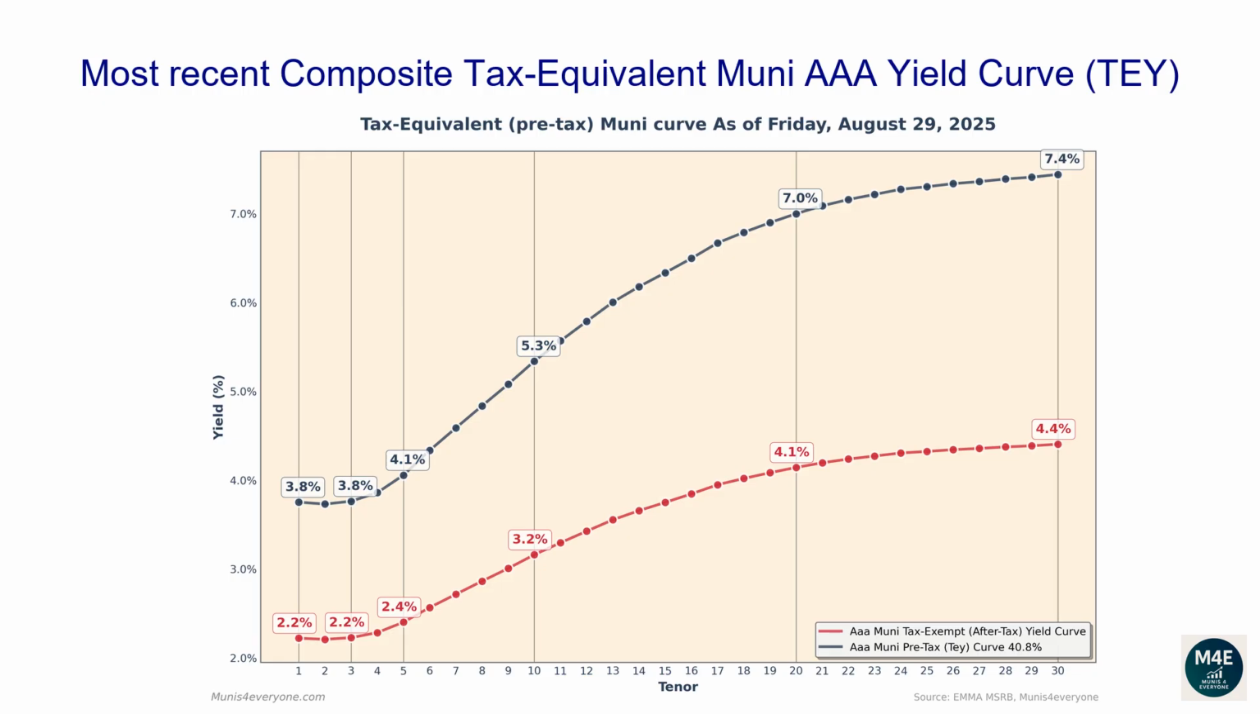The one-year tax-exempt yield is 2.22%, corresponding to a 3.75% tax-equivalent yield for investors in the top tax bracket. The two-year tax-equivalent yield is 3.73%. The 5-year tax-equivalent yield is 4.06%. The 10-year tax-equivalent yield is 5.34%. The 20-year tax-equivalent yield is 7.0%. The 30-year tax-equivalent yield is 7.44%.